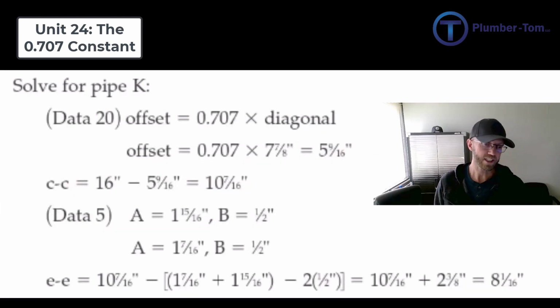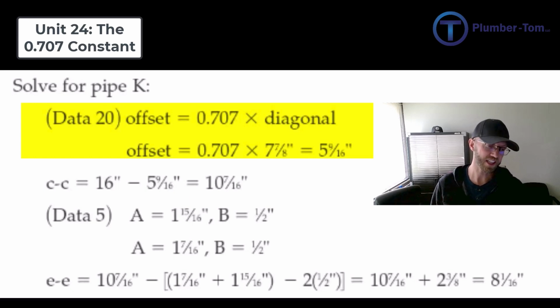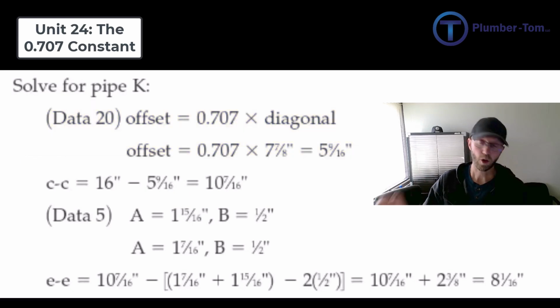Now let's solve for K. To figure out the center-to-center for K, we know we have 16 coming down the right side, but we need to subtract off the offset. So we take that diagonal, which is 7 7/8, convert that into a decimal, and times it by 0.707. That's going to give us the equivalent of 5 9/16. So our center to center for pipe K is going to be 16 minus 5 9/16. That's going to leave us with 10 7/16.